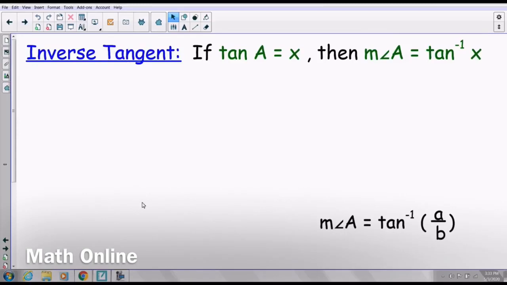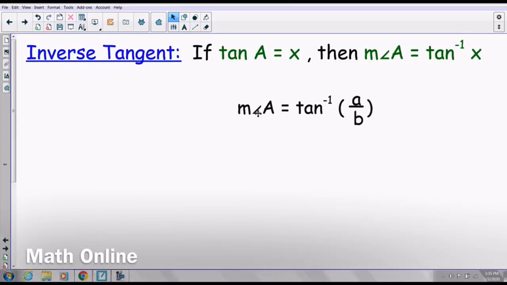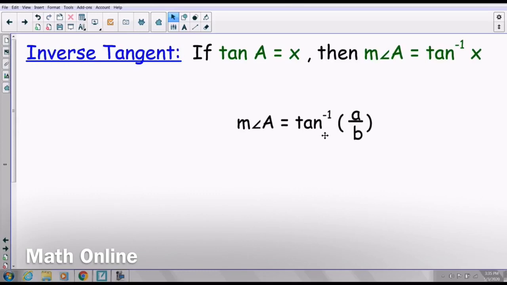Inverse tangent states the following. If tangent of A is equal to x, then the measure of angle A is equal to inverse tangent of x. So in other words, the measure of angle A, or any angle, will be equal to the inverse tangent of any ratio, any fraction, any decimal, any number that you have here. Remember, this negative one just means inverse tangent. Let's look at some examples to better understand this.